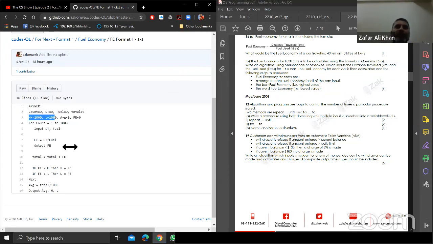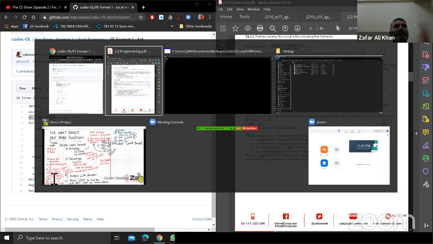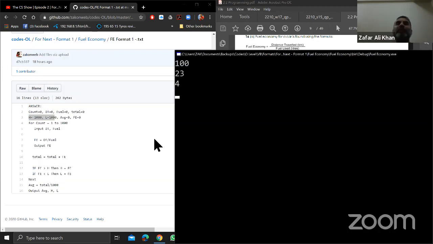So 4 is greater than -1000, so the highest has become 4 now. Similarly, 4 is less than 1000, so lowest has become 4 now. So the idea of keeping this highest -1000 and lowest 1000 is to make the first value that is being calculated in the system the highest as well as the lowest.